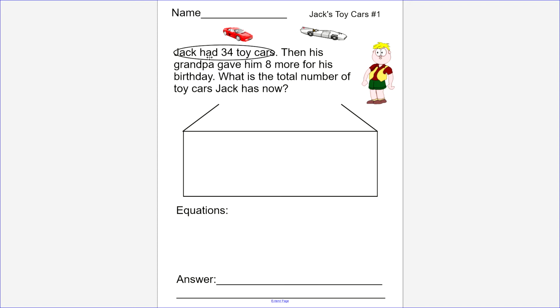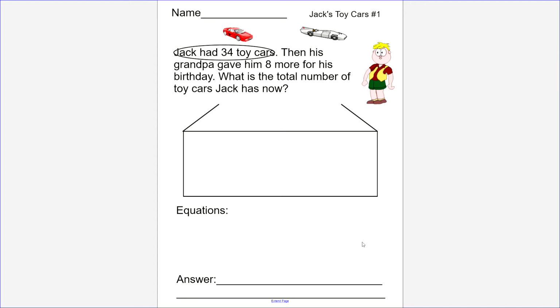That's one piece of information. Let's read the problem together again and see if we can find the second piece of information. Jack had 34 toy cars. Then his grandpa gave him 8 more for his birthday. What is the total number of toy cars Jack has now?